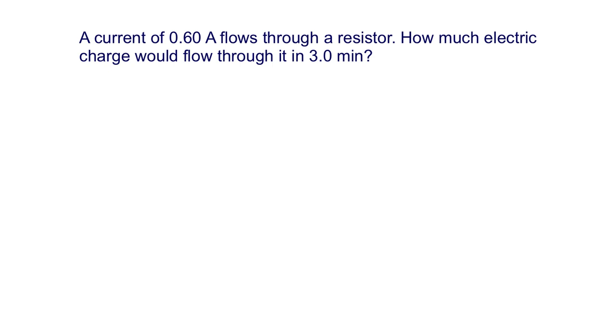Okay, here's another problem. A current of 0.6 amps, so that's I, through a resistor. A resistor is something that uses the energy of the electrons as they flow through it. Any device that you hook up to the wire that uses electricity is a resistor. So how much electric charge will flow through it? I'm looking for Q in 3 minutes. You can't use minutes, you've got to use seconds. So 60 times 3 is 180 seconds.